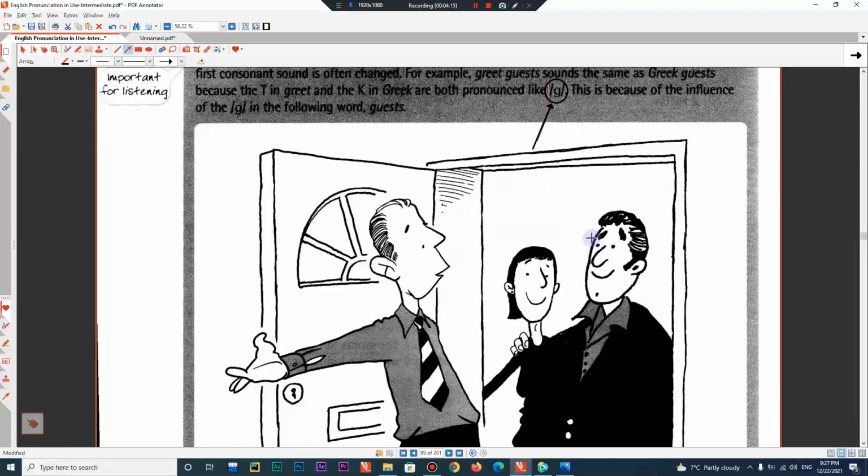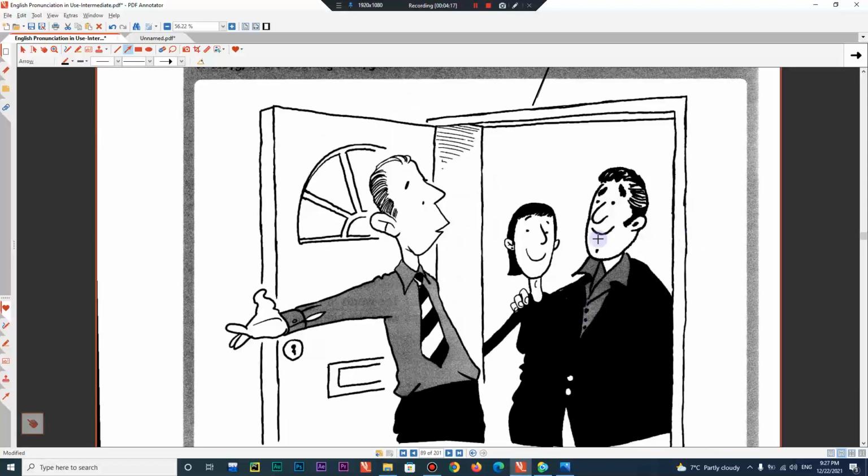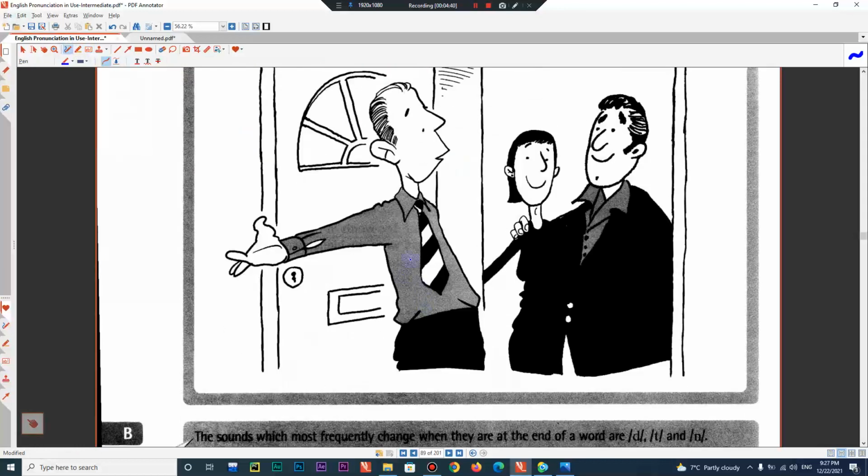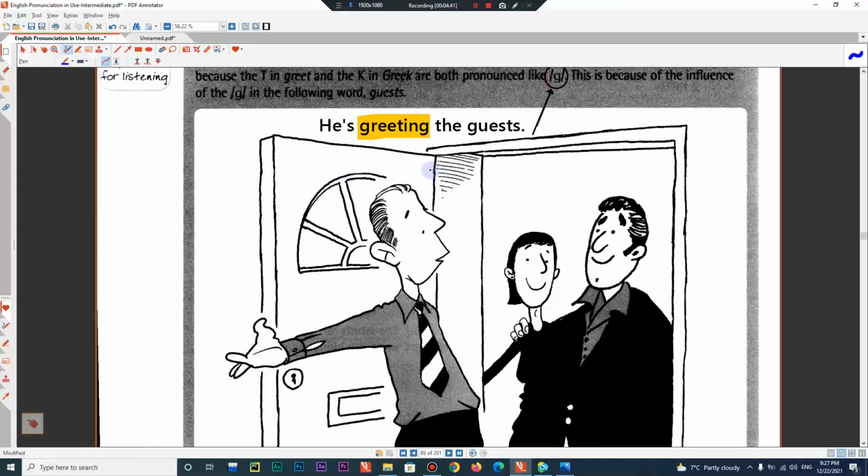Now we want to take a look at some more examples. For example, look at this picture. He's greeting the guests. It means he's talking to the guest. He's saying welcome to the guests. So he's greeting the guests. This is a good picture for the word greet as a verb.